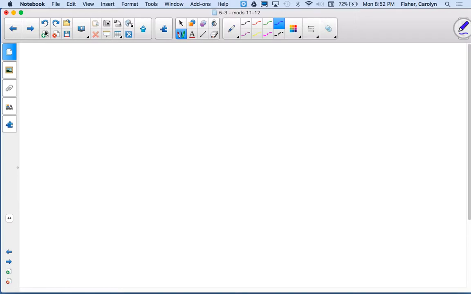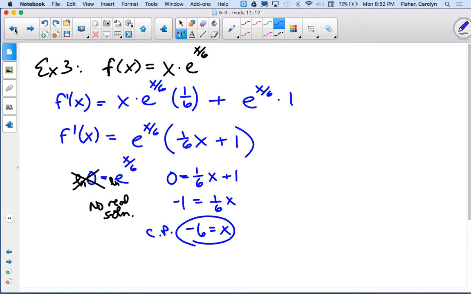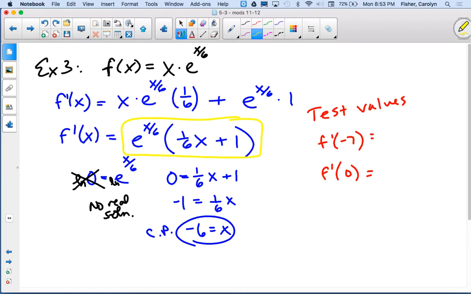Let's go ahead and make our number line analysis. So here's my number line analysis, and all I have so far on it is a -6. My first derivative is equal to 0 at that point, and now I'm going to do my test values. So I'm going back over here, and my test values, I need something lower than -6 and something higher than -6. So I'm going to test -7, and then I'm going to test 0. So if I'm testing -7, I'm going right to this factored form here. So e to the -7 over 6.